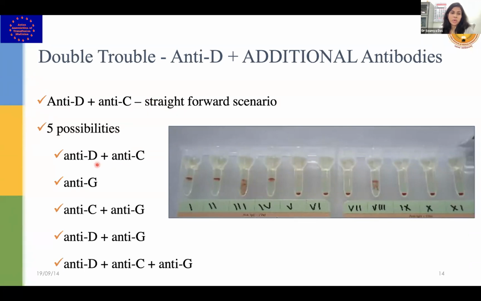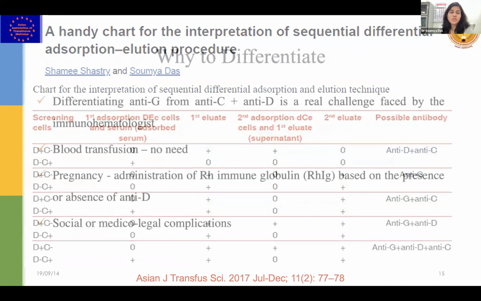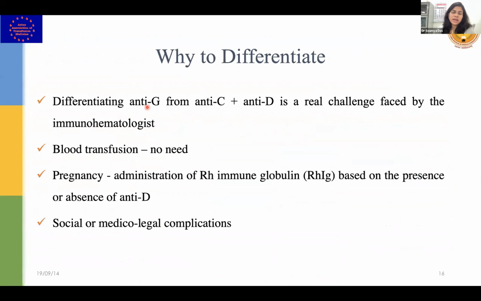It goes deeper, with other possibilities: it could be anti-D plus anti-C, it could be an anti-G case, it could be anti-C and anti-G, it could be anti-D and anti-G, or it could be all three antibodies, anti-D plus anti-C and anti-G. So why do we need to differentiate them all? Differentiating anti-G from anti-C plus anti-D is a real challenge faced by many immunohematologists. With respect to blood transfusions, there is no need to differentiate them because we will be giving small d, small c, and small e blood. However, with respect to pregnancy, the administration of Rh immunoglobulin will be based on the presence or absence of anti-D only.